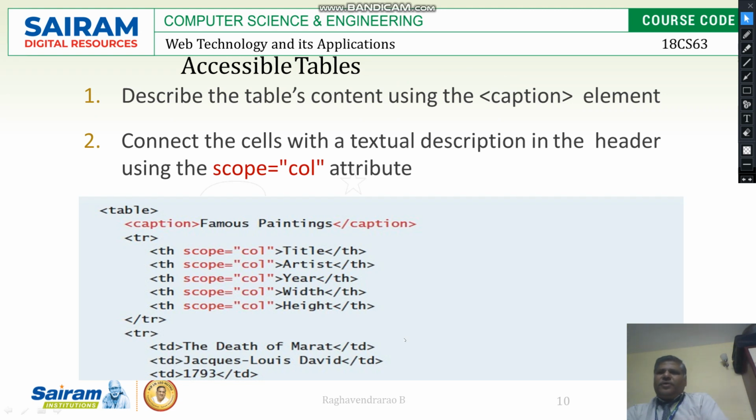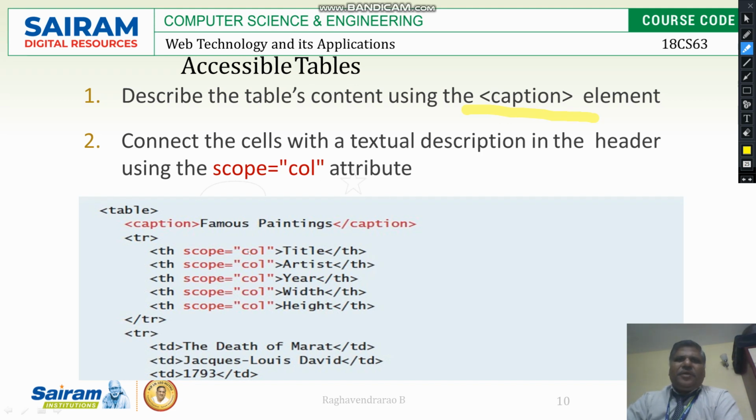Now, how do you access that particular table? There is table content, and the caption. For any table you must provide a caption. The caption determines what the table is; you write the name of the table using the caption. Then the content cells are textually tied to the header by using the scope column attribute.